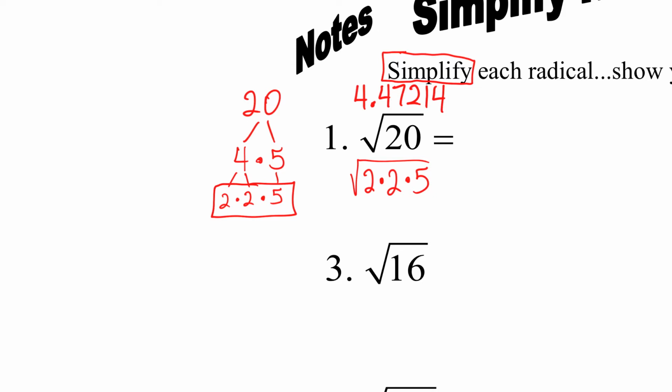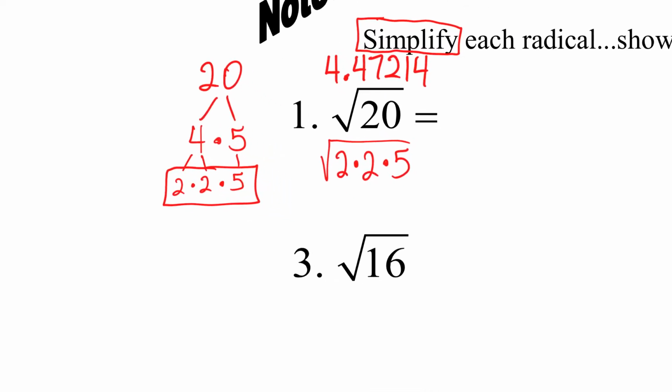Are there any pairs up here? Yeah, there's a pair of 2s. So I'm going to go look for the pairs and circle all the pairs. In this case, there's only one pair. Sometimes there may be 3, 4, or 5 pairs. Here there's one pair. Now think about this. 2 times 2 is 4. And if I take the square root of 4, what does that give me? It gives me 2.